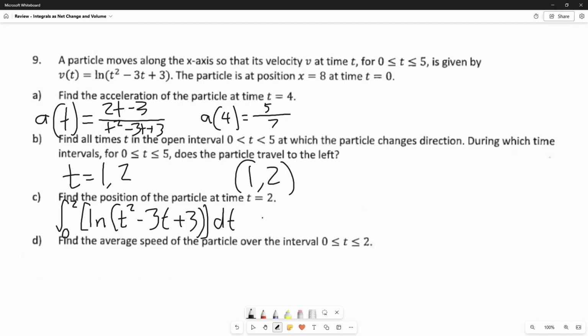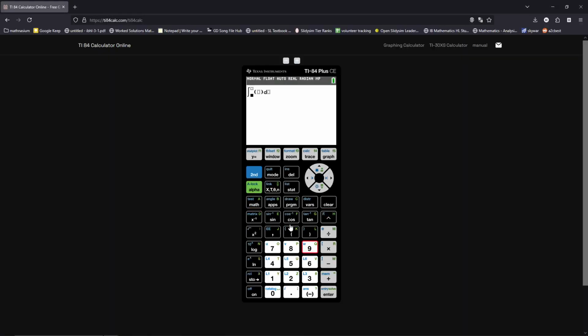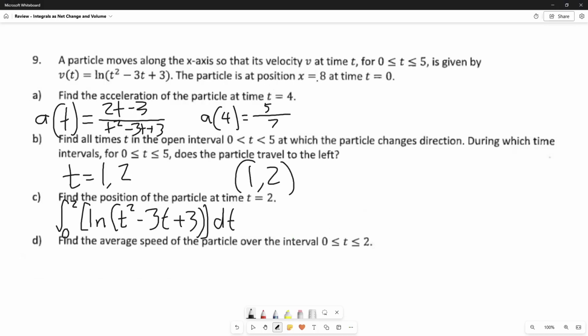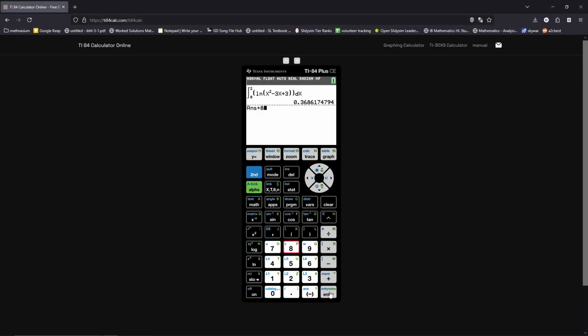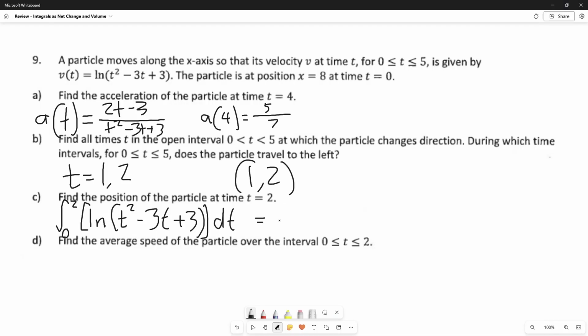dt. And plug that into our calculator. From 0 to 2, ln of x squared, we're replacing t for x here, minus 3x plus 3 dx. That should give us 0.369. And remember, we need to add that to our initial position, x equals 8. So add 8 to that, and we get 8.37 units. Probably meters, but 8.37 is our final answer.